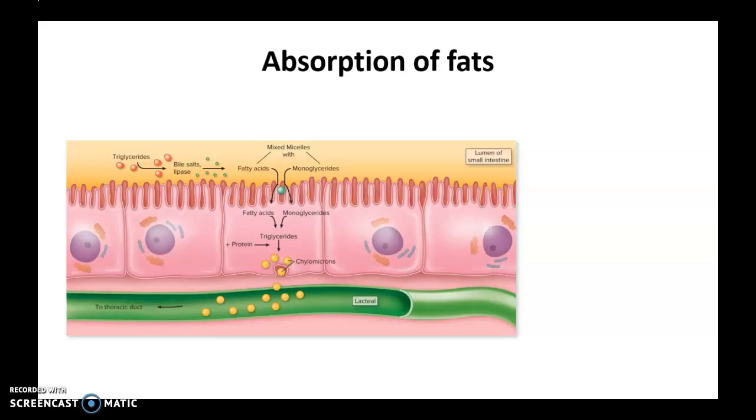And when these molecules of fatty acids and monoglycerides get into the intestinal cells, they combine together to form triglycerides again. These triglycerides, along with other proteins, form structures called chylomicrons, which are then picked up by the lacteal, and the lacteal then transports these molecules to the thoracic duct, which then ultimately dumps all these molecules into the venous circulation.